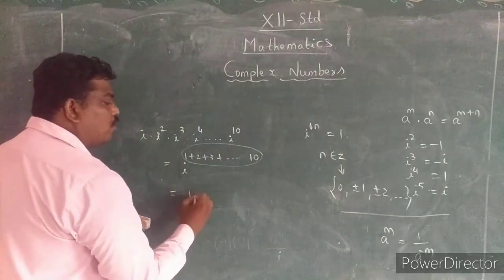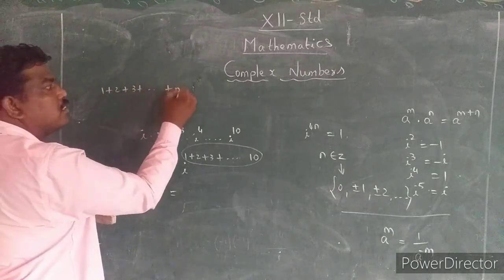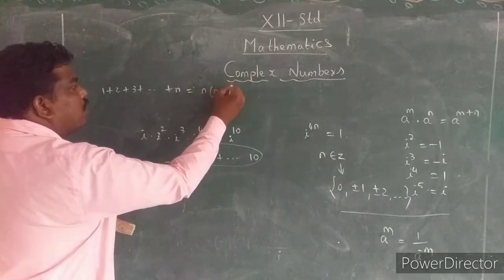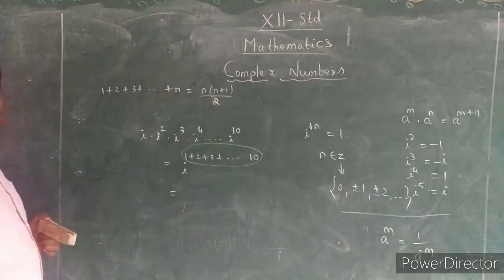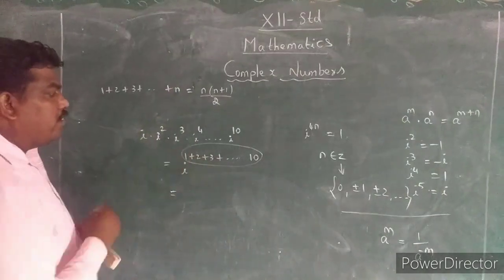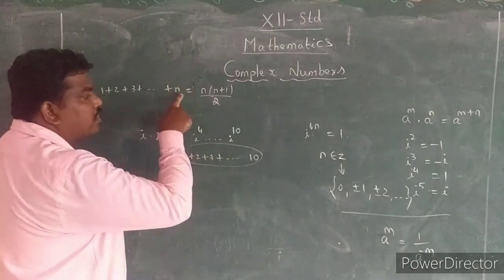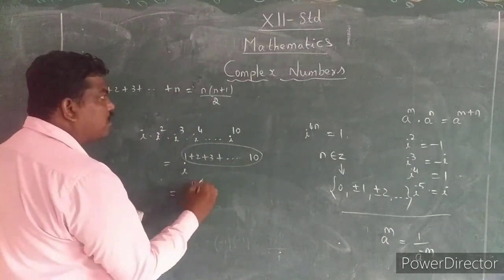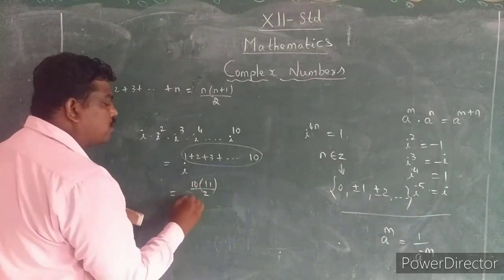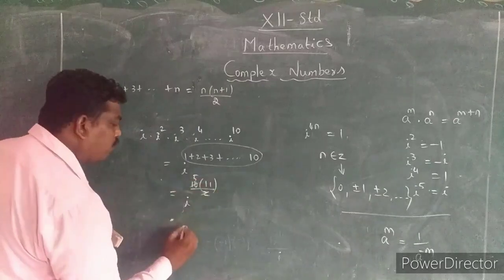The formula is 1 plus 2 plus 3 plus etc. up to n is equal to, what is the formula? Yes, n into n plus 1 divided by 2. By using this formula, you can get the value of the power of i. What is n here? That is nothing but 10. So 10 into 10 plus 1, that is 11, by 2. When you cancel this, you get 5. So 11 fives are 55.